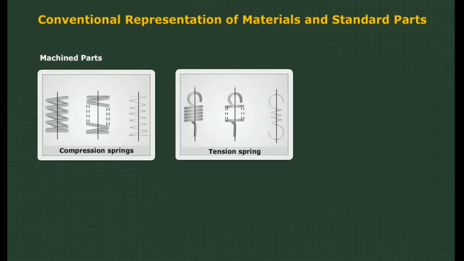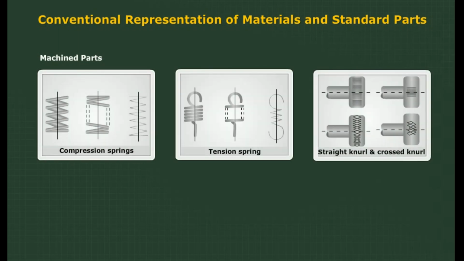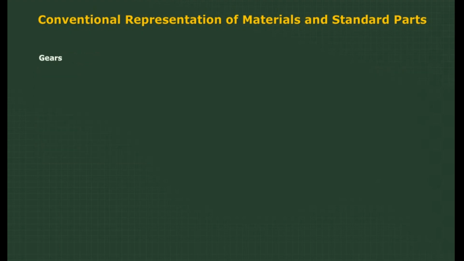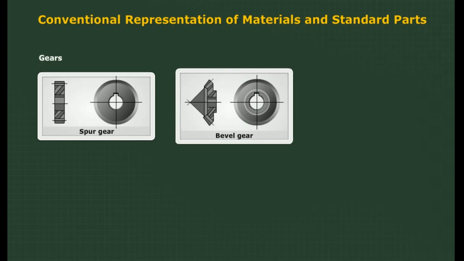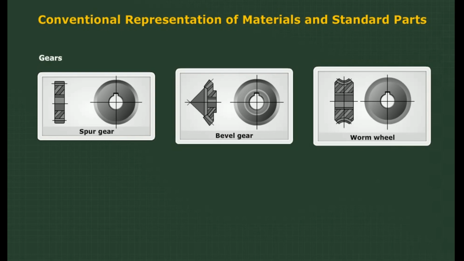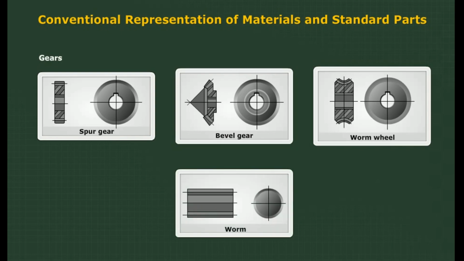Compression spring. Tension springs. Cylindrical parts with straight knurl or crossed knurl. Gears are important in machines to provide gear reduction. Spur gears are the most common types of gears. Bevel gears are gears where the axes of the two shafts intersect. A worm wheel is a gear with a thread of a worm. Worm gear consisting of a spirally threaded shaft.